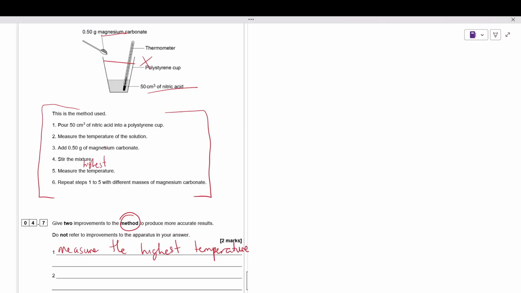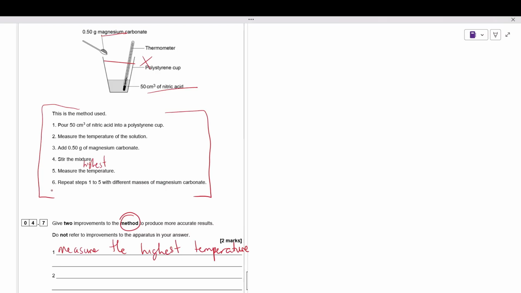Because remember, once we've added that magnesium carbonate, the temperature is going to start rising. But we don't just want to say, okay, it rose by 1, let's record that while it's continuing to rise. We want to measure that highest temperature. So the temperature it hits and it's not moving any further, that's the temperature we want. We're going to repeat step 1 to 5 with different masses of magnesium carbonate.